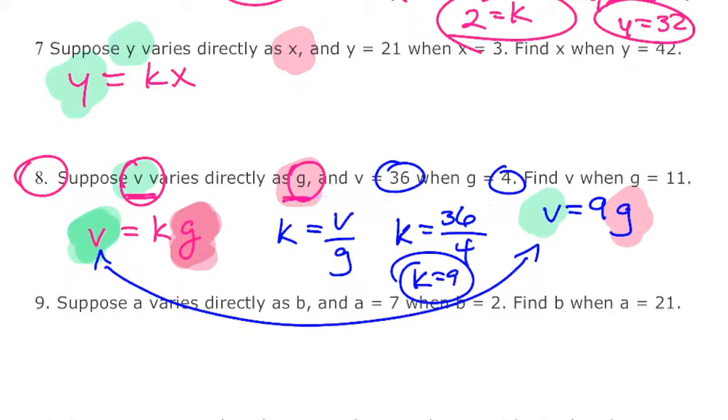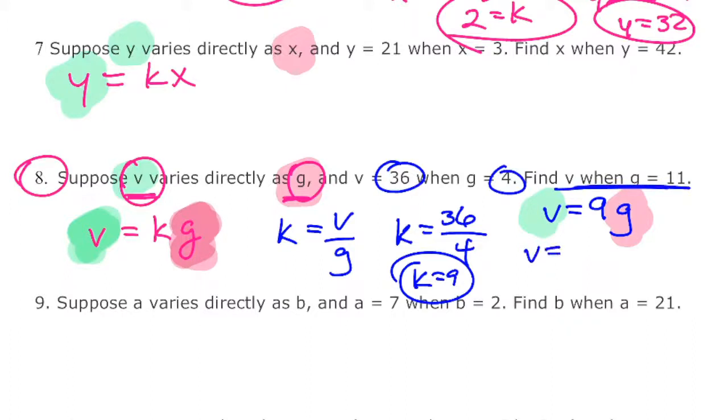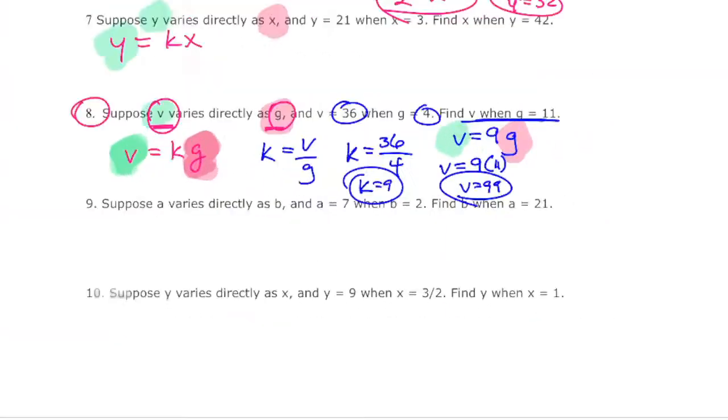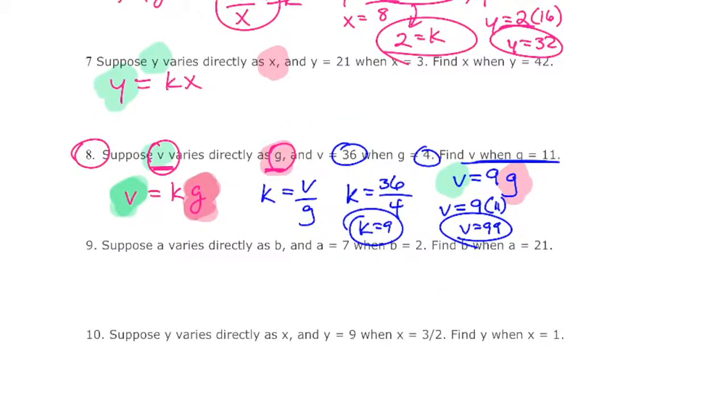Now, remember, it didn't ask us just for the equation. We need to solve it. So find v when g equals 11. Fine. So v equals 9 times 11. Therefore, v equals 99. Done. These are not bad at all. Don't be thrown by the different letters. Don't be thrown by the wording. Now you try 7 and 9 and 10 on your own. Take a few minutes. Pause me here. I'm going to go ahead and take a bite of this ice cream while you work that.